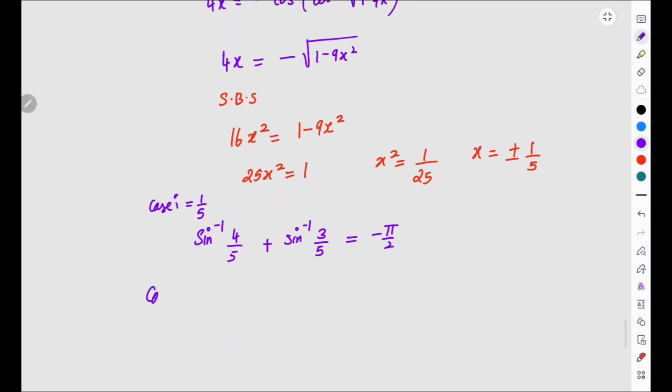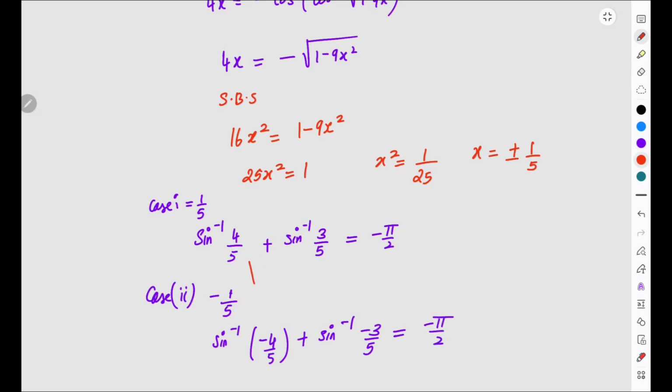Whereas let's take case 2, which is minus 1 by 5. Sine inverse minus 4 by 5 plus sine inverse minus 3 by 5, is it equal to minus pi by 2? See here, very simple, both are positive. Positive numbers will not be equal to minus pi by 2.